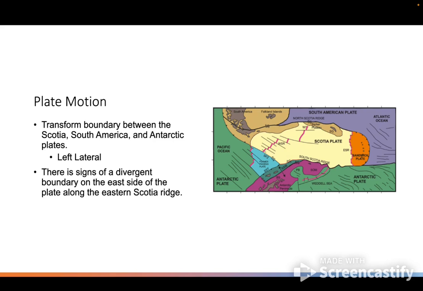All right, so the type of plate motion. The plate motion is a transform boundary in between the South American plate and Antarctic plate. It is moving left lateral, pushing this way towards the South American plate. Even though it is a transform boundary, there are some signs showing that there is a divergent boundary. It's not that big, but just a little bit. We know this because of the ESR, which is the Eastern Scotia Ridge.